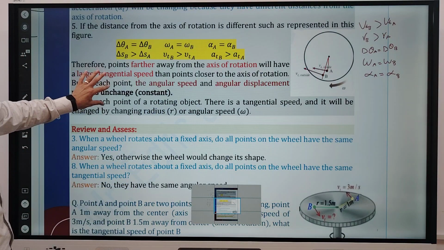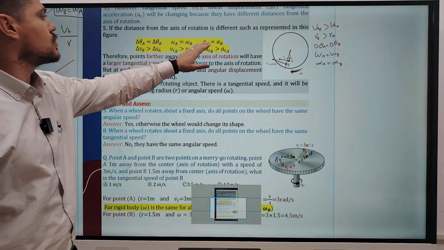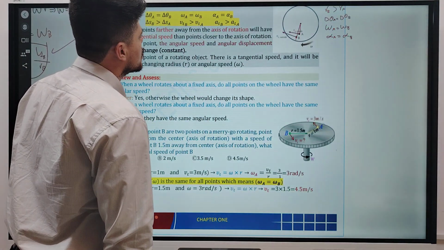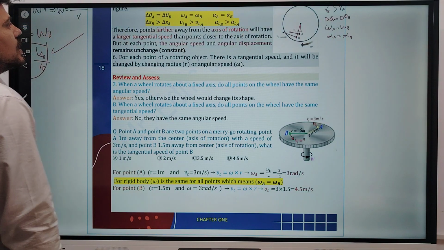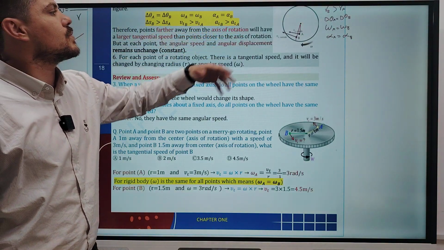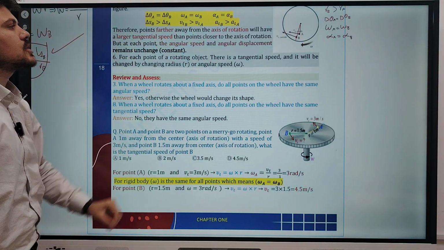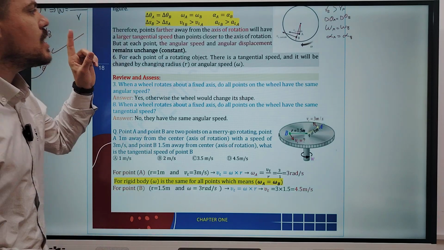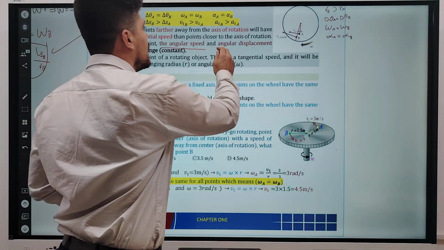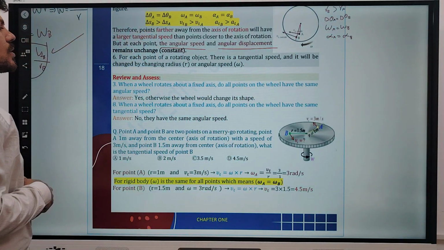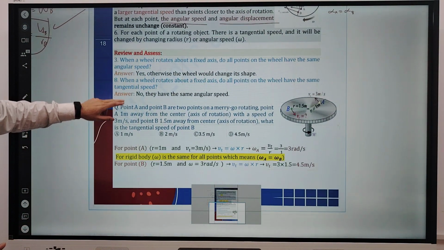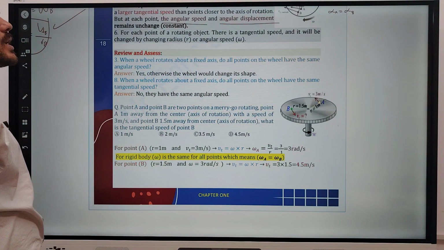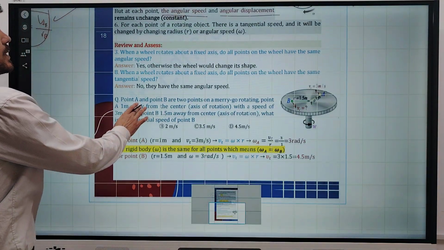As you know, the angular displacements are equal, angular speed is also equal, angular acceleration is equal, but different arc length, different tangential speed, and different tangential acceleration. So the point that is farther away from the axis of rotation will have a larger tangential speed than the points closer to the axis of rotation. But at each point, the angular displacement remains unchanged or constant. For each point of the rotating object, there is a tangential speed, and it will be changed by changing the radius or angular speed.